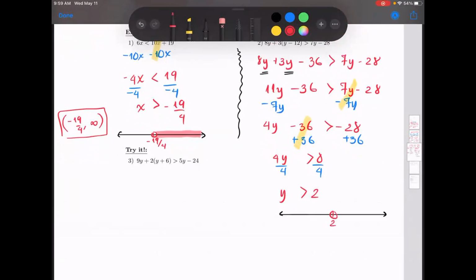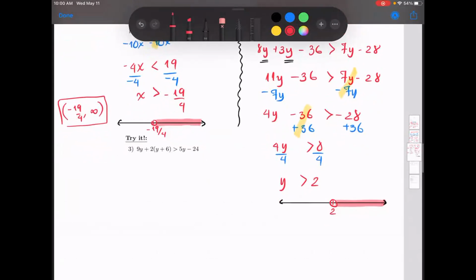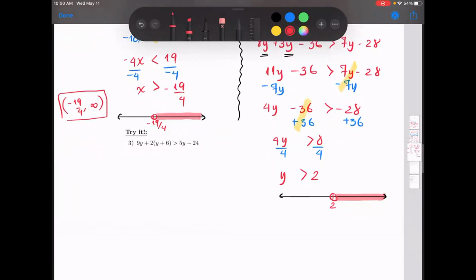Hollow circle, greater than, so from 2 to the right. Kevin, can you tell me how to write interval notation? It'd be parentheses 2, positive infinity. Yeah, thank you so much.